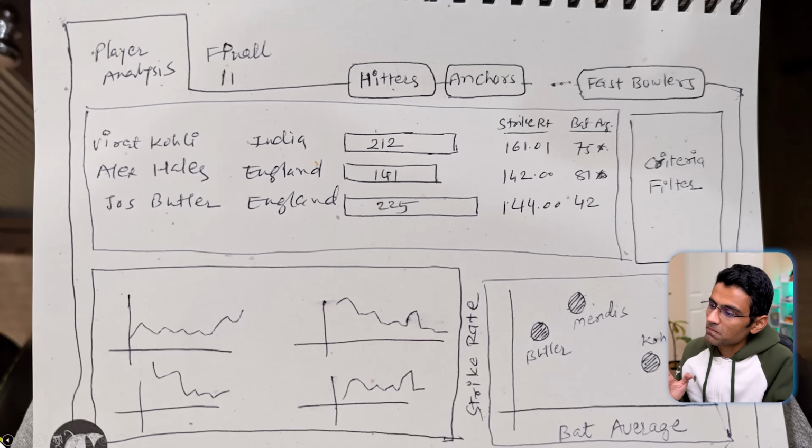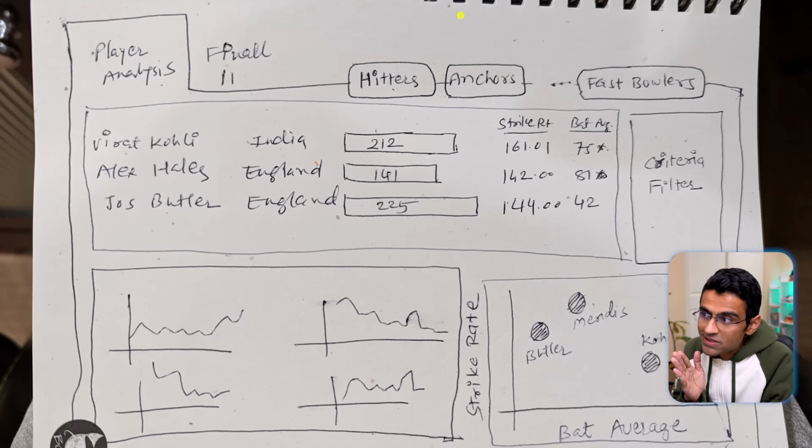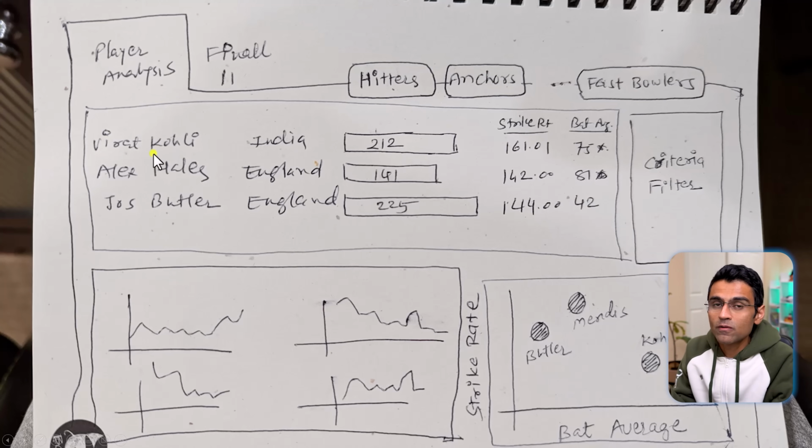So here they have given this image which they can draw on Notepad, where they want to see different tabs for power hitters, anchors, fast bowlers. Remember, previously we covered different criteria for each of these categories. And when you select any category, let's say you select hitters or anchors, you will see the players in that category along with the statistics such as their runs, strike rate, batting average, etc.